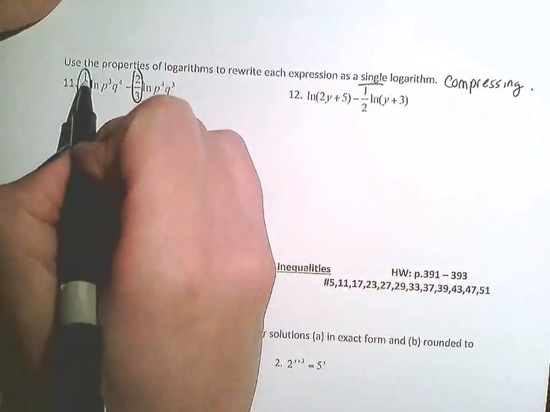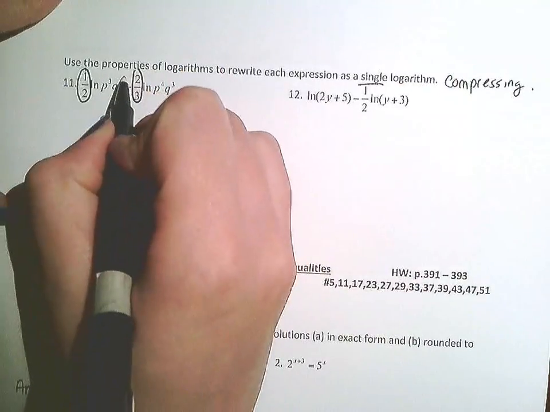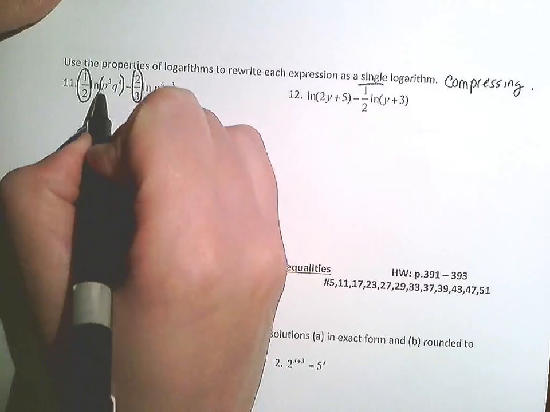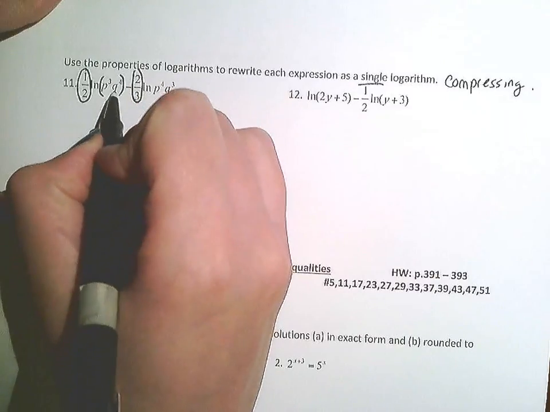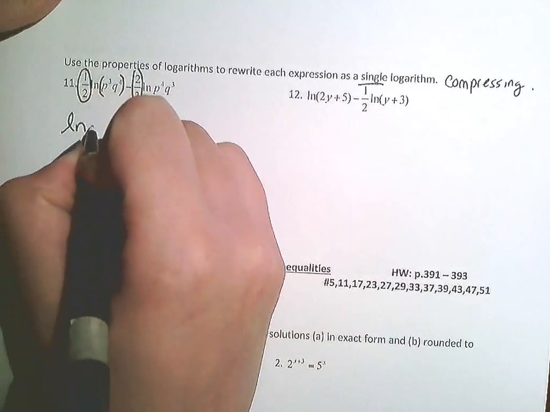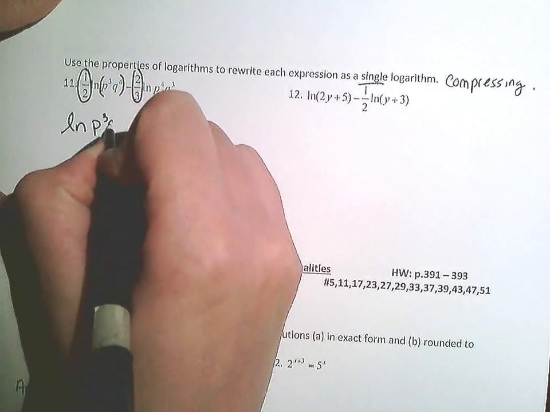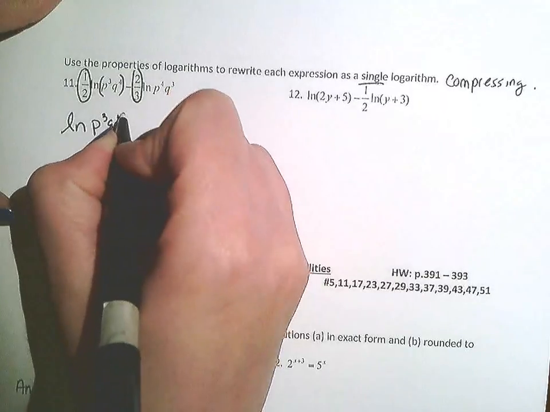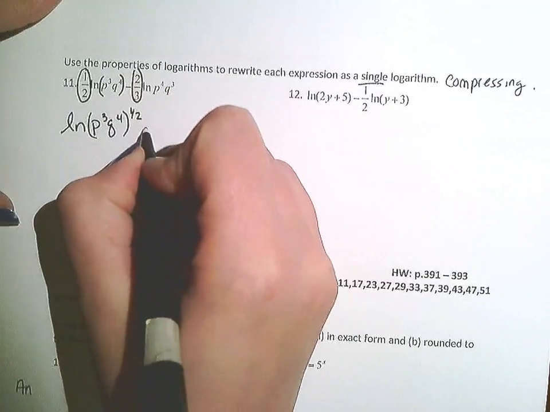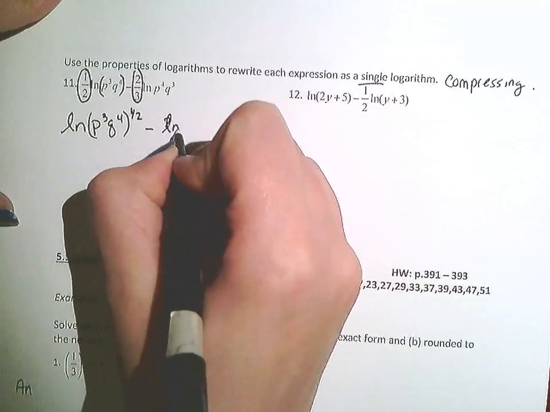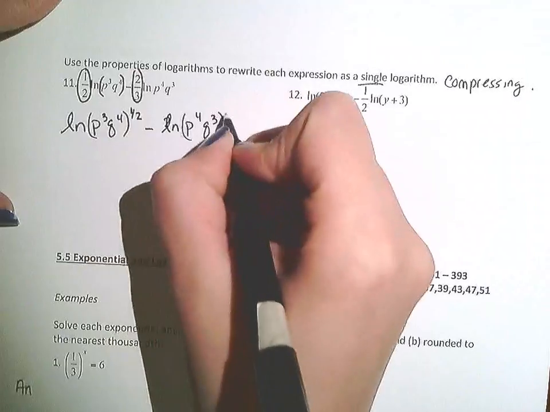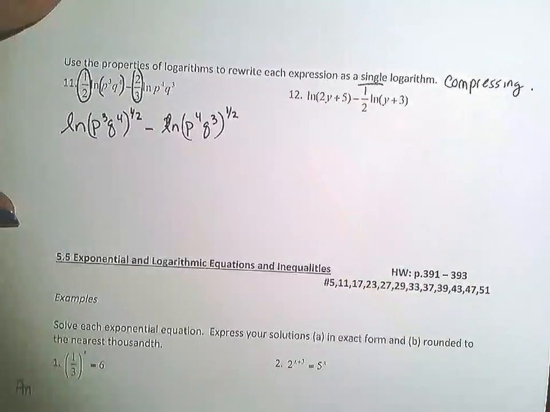So basically what that means is that that 1/2 is going to get put on the outside of whatever that is, because that's where it came from. So this ends up being ln (p/3 q to the 4th) in parentheses to the 1/2 minus ln (p/4 q/3) in parentheses to the 1/2.